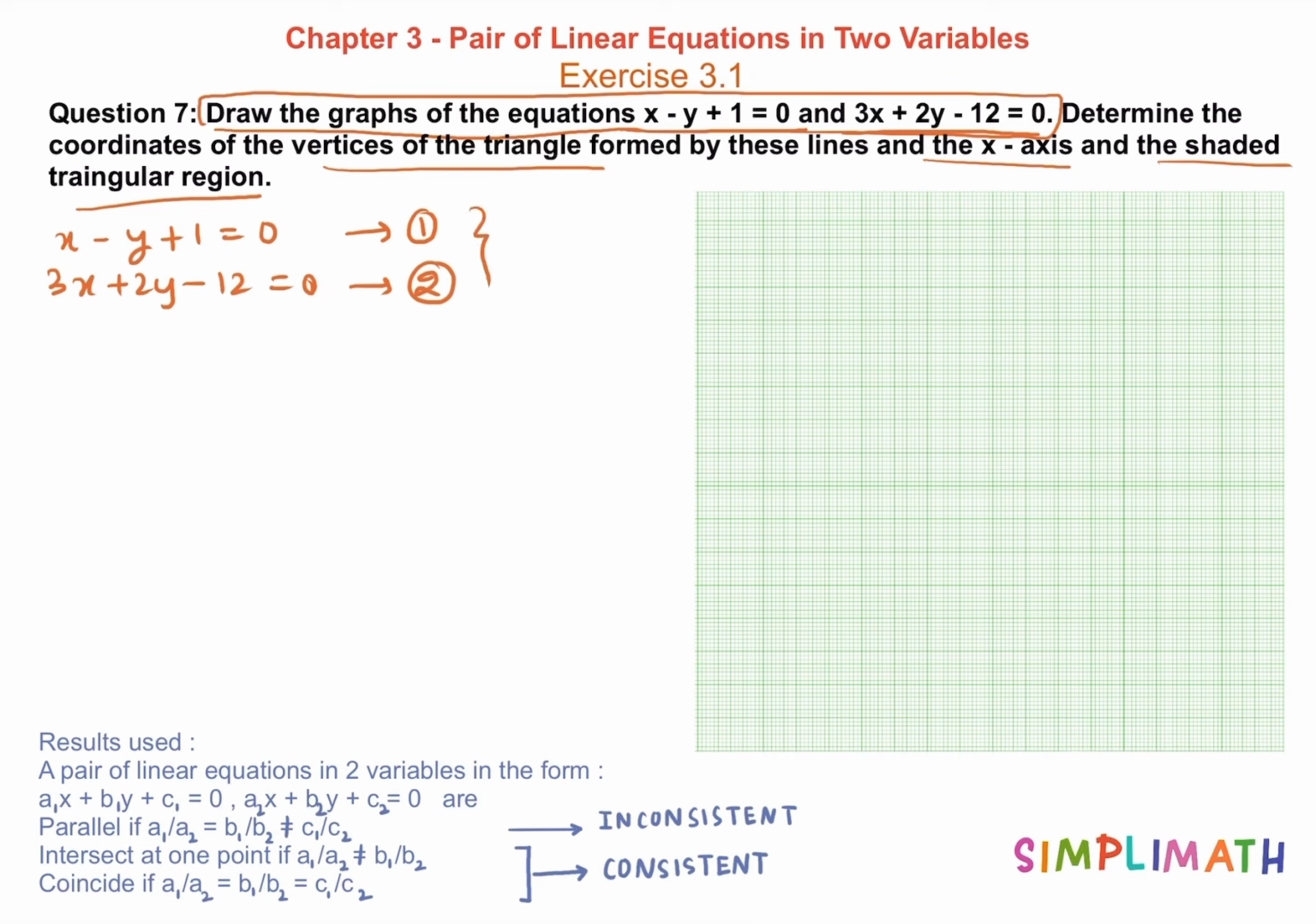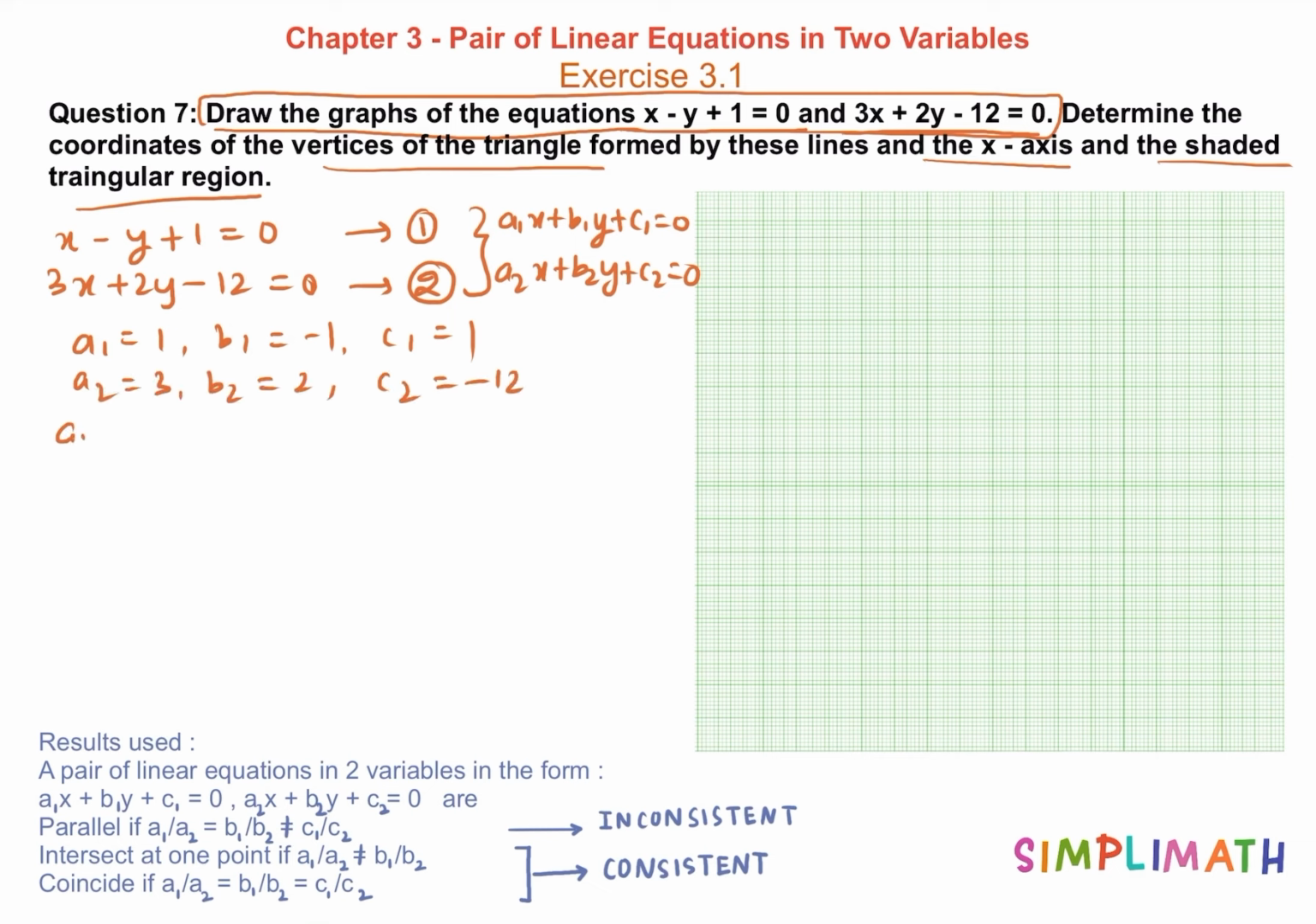So if we compare these two equations to a1x plus b1y plus c1 equal to 0 and a2x plus b2y plus c2 equal to 0, we have a1 equals 1, b1 equals minus 1 and c1 equals 1, and a2 equals 3, b2 equals 2 and c2 equals minus 12. So a1 by a2 equals 1 by 3, b1 by b2 equals minus 1 by 2, and c1 by c2 equals minus 1 by 12.